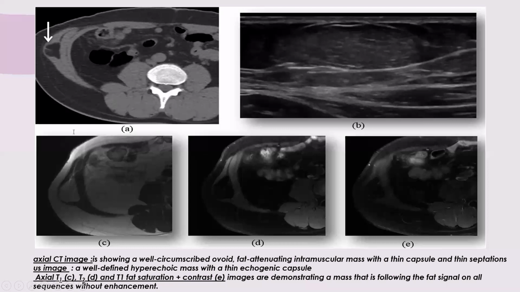Axial CT image showing a well-circumscribed ovoid fat-containing intramuscular mass with a thin capsule and thin septation. By ultrasound, a well-defined hyperechoic mass with thin echogenic capsule. This one, MRI axial T1 fat sat with contrast, demonstrating a mass that follows the fat signal on all sequences without enhancement.